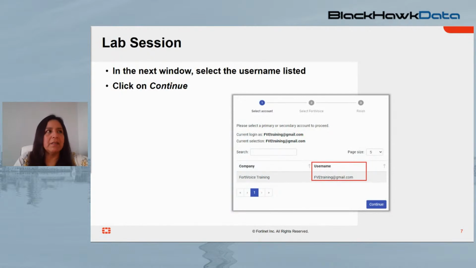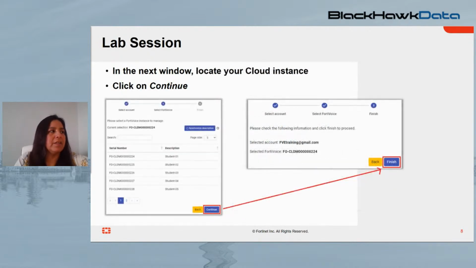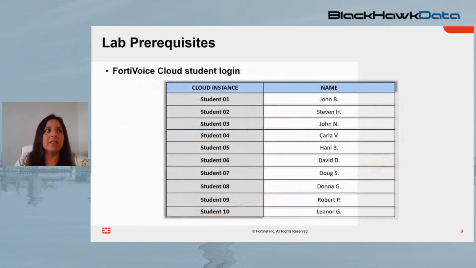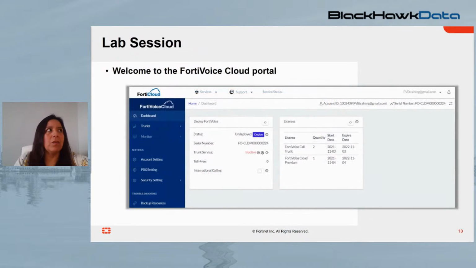So this we've already done, selecting the email address, and then clicking on the cloud instance that's associated to your name. Then you're going to go ahead and click on finish. And this is going to take you into the FortiVoice Cloud service portal.